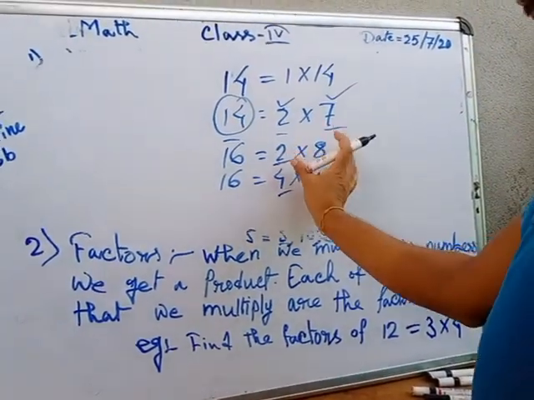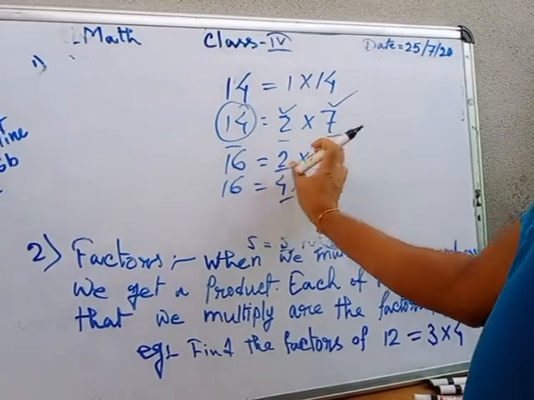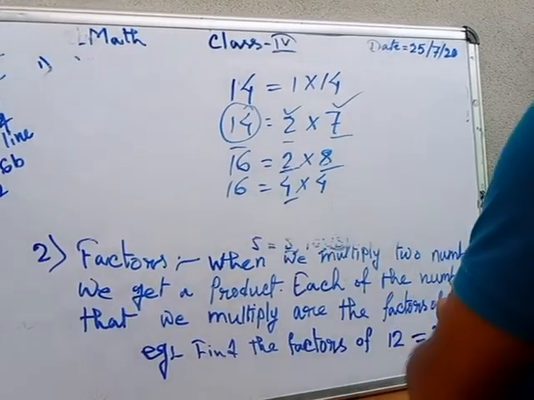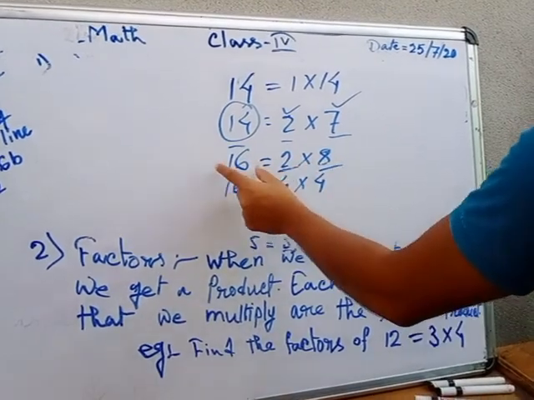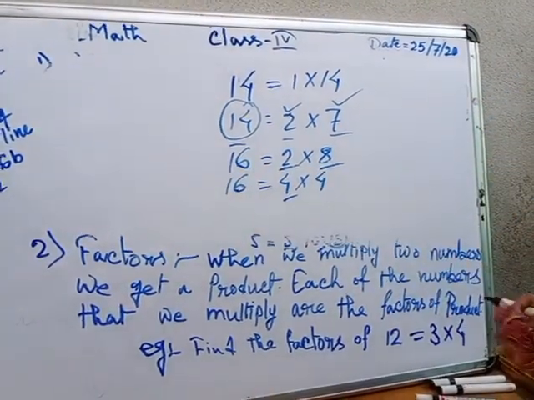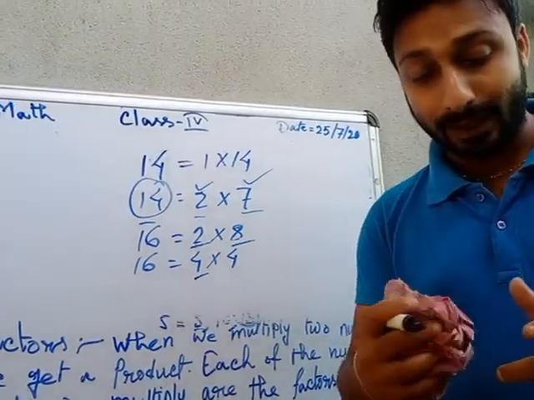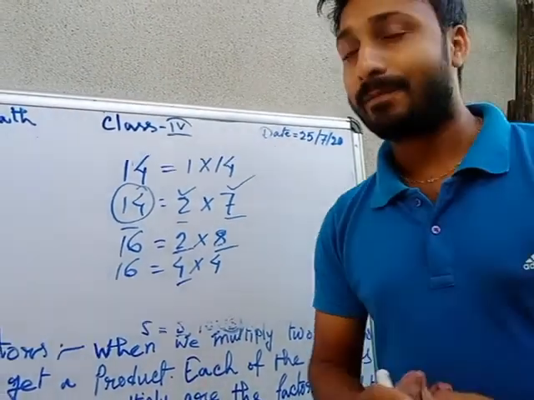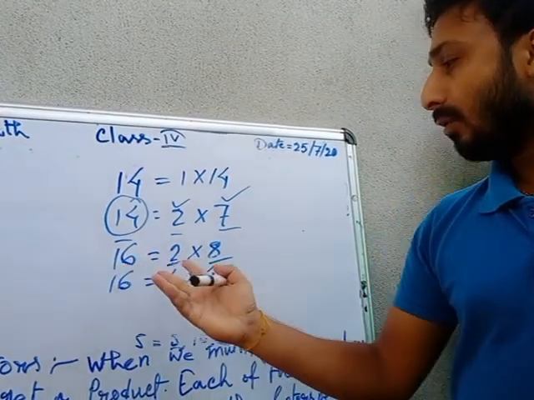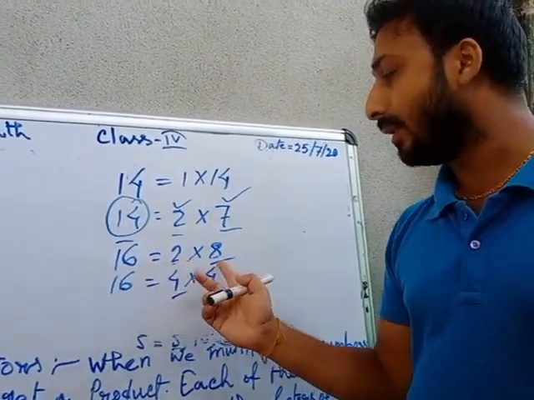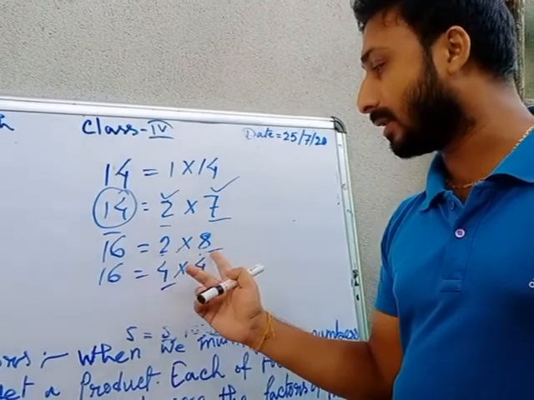When we multiply two numbers, we get a product. Each of the numbers is called a factor of this product. That means I will tell you what a factor is. Factor means both of the numbers that, after multiplying, give the product. These numbers are the factors.